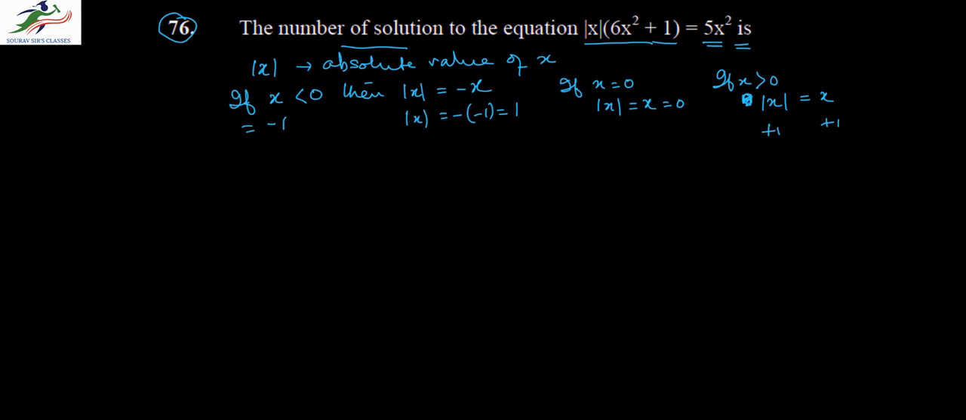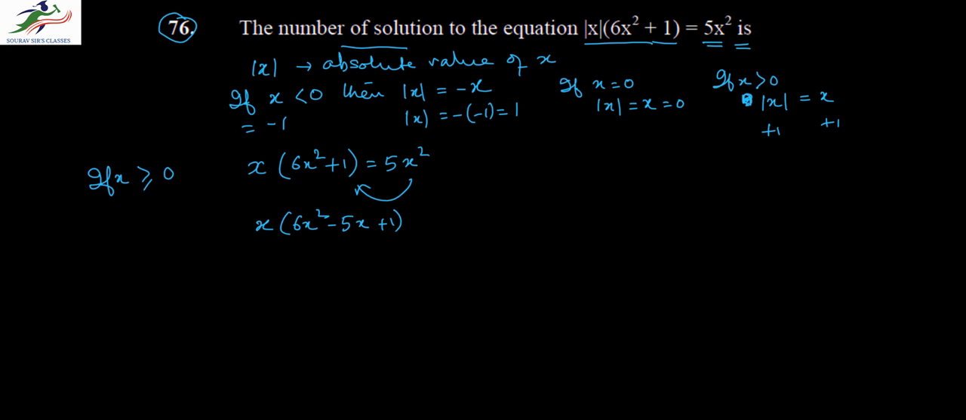Now, which means that we will have two sets of equations. The first would be, if x is greater than or equal to 0, we can write this as x into 6x square plus 1 is equal to 5x square. Or we transpose this side, which will make it x into 6x square minus 5x plus 1 is equal to 0. So you notice that this is a quadratic equation and will have two roots.